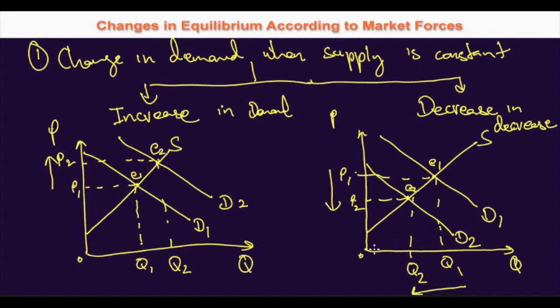So this is what happens when there is a change in the demand when supply is constant. The equilibrium also shifts accordingly according to the market forces.